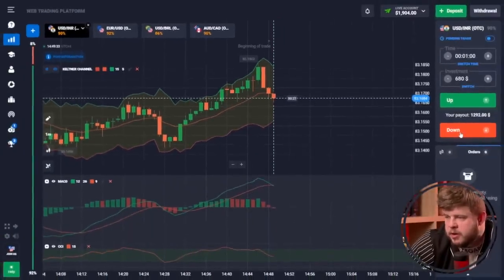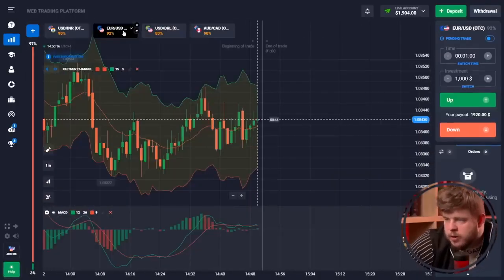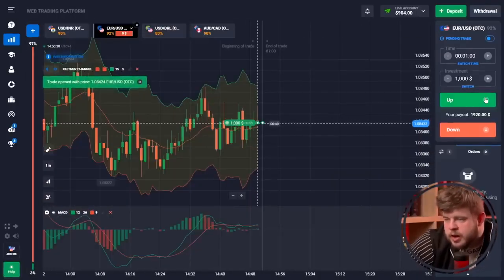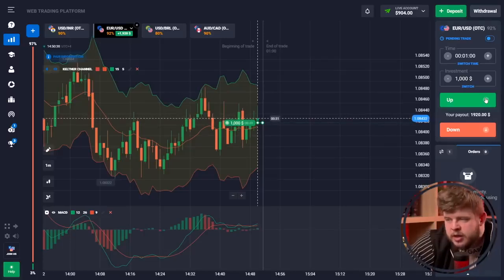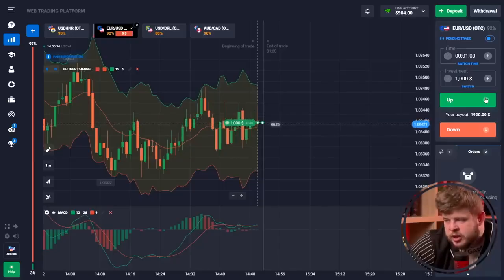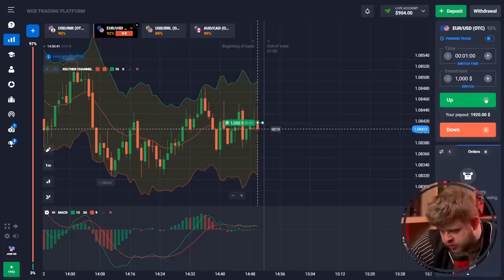Now let's continue. Let's check USD BRL. No, Euro USD. So here we are in the flat movement. However, we're still above the middle line of the Keltner channel. That's why we will highly likely continue growing. And because of that, I am open buy position here with an investment of 1,000 bucks. And I'm sure that this trade will be profitable one.